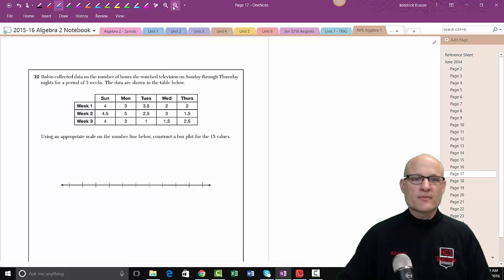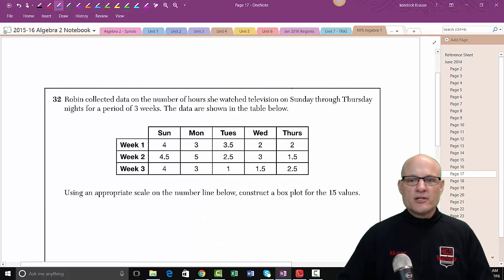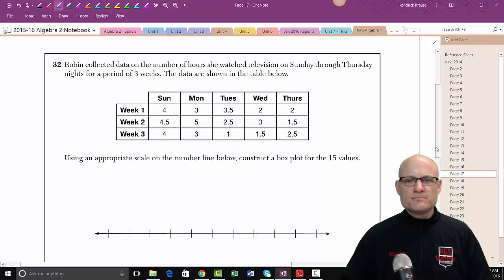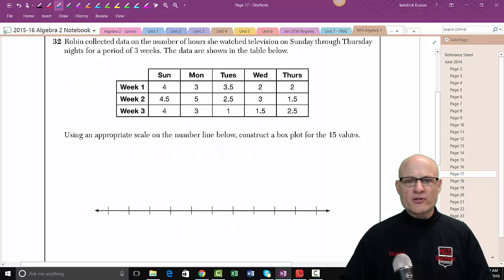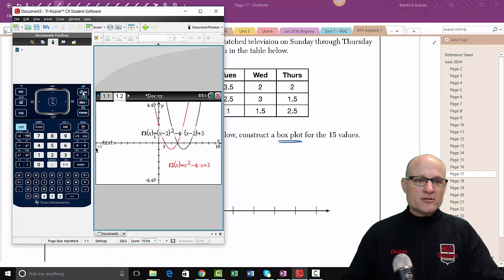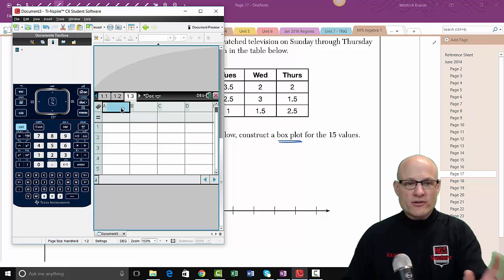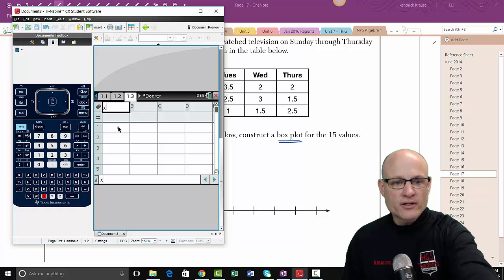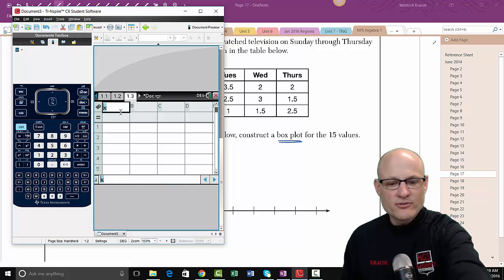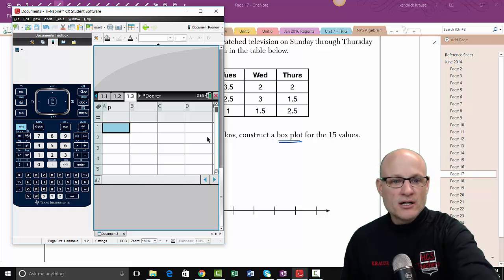17. Use an appropriate scaled box plot. I've got to create a box plot. So these 15 values. So I'm going to grab my calculator. Home, go into this mode. And we'll call this, I don't even know. We'll just call it X for now. I don't like using X. Let's use P. It doesn't really matter.